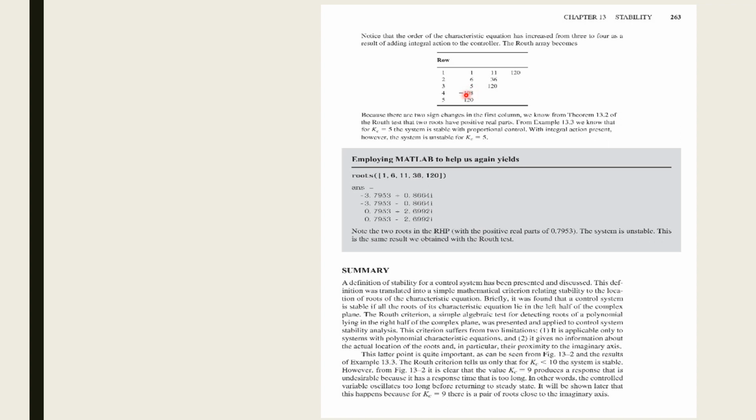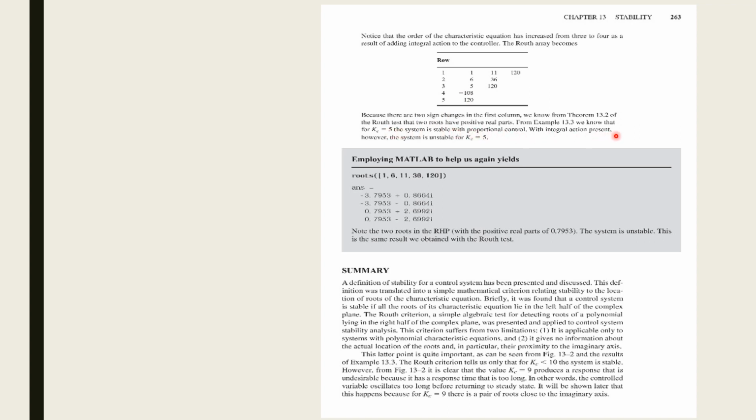Minus 108 to 120 is another sign change. So how many sign changes are there? There are 2 sign changes. Okay, because there are 2 sign changes, using theorem 2 means there are 2 roots with positive real parts. Okay, what are the 2 roots? It doesn't tell us. You have to solve that, but at least you know that there are 2 roots with positive real parts from theorem 2, and the system is unstable.